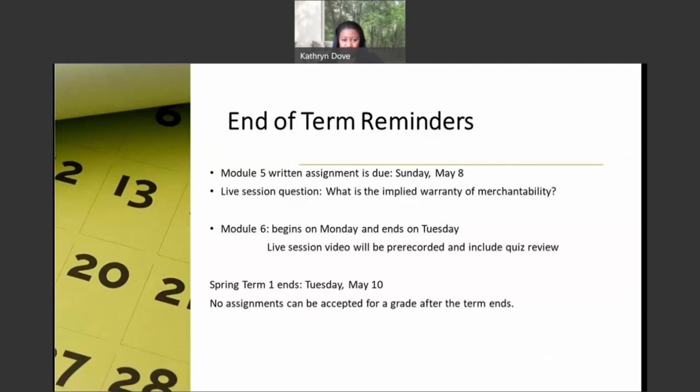End of term reminders. Your written assignment for Module 5 is due Sunday, May 8th. There is a live session question for this week. Question is, what is the implied warranty of merchantability? Be sure to define that and submit that answer into the live session answer box.